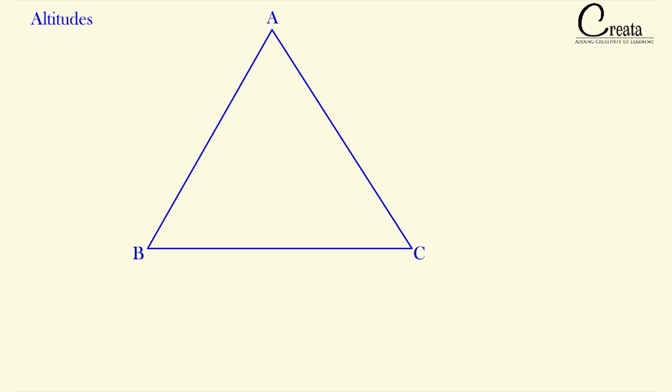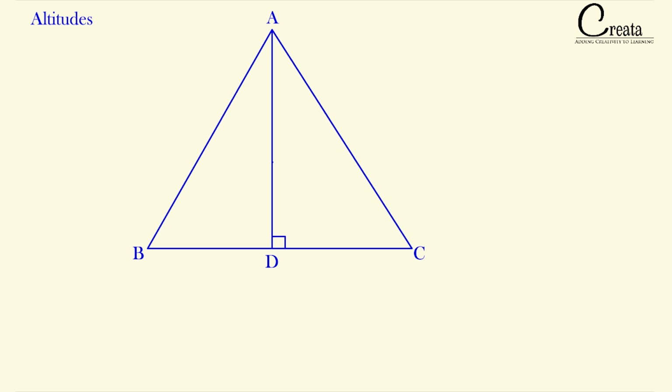Altitudes are the perpendicular line segments that join the vertex with the opposite side. Let's take a triangle ABC. Let's draw the perpendicular line from the vertex A to the opposite side. This line segment, that is AD, is the altitude for this triangle ABC.